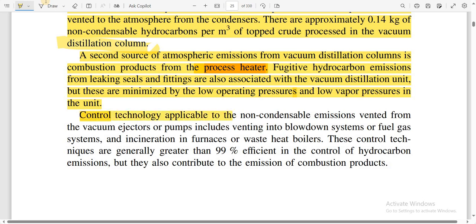Control technology applicable to non-condensable emissions vented from the vacuum ejector or pumps includes venting into a blowdown system or fuel gas systems and incineration in furnaces or waste heat boilers. These control techniques are generally greater than 99% efficient in controlling hydrocarbon emissions, but they also contribute to the emission of combustion products.